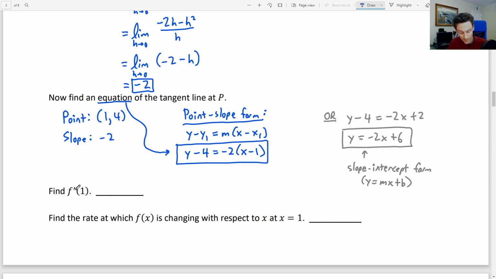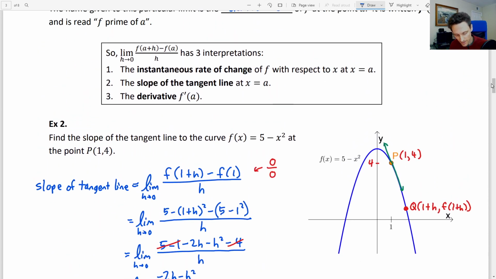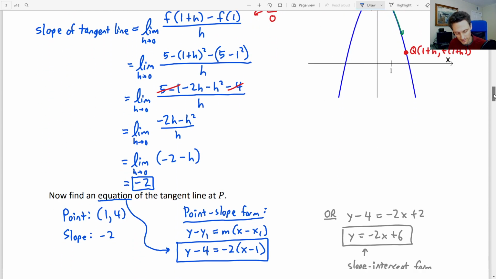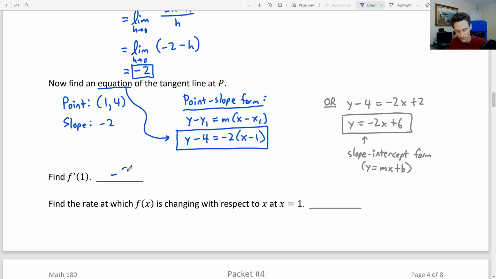So then it says find f prime of 1. So what does this mean? This means the derivative of f at 1. But we were just saying a moment ago that the concepts of the slope of the tangent line at x equals a and the derivative f prime of a, they're exactly the same thing. If the slope of the tangent line is negative 2, then the derivative is negative 2 as well. And the instantaneous rate of change is also negative 2. So here we'll just write negative 2. Find the rate at which f of x is changing with respect to x at x equals 1. It's negative 2. All of these concepts are the same.